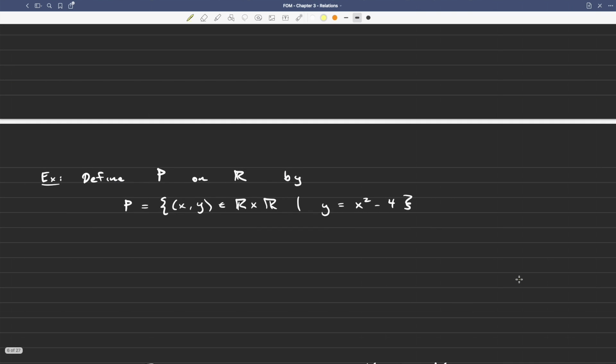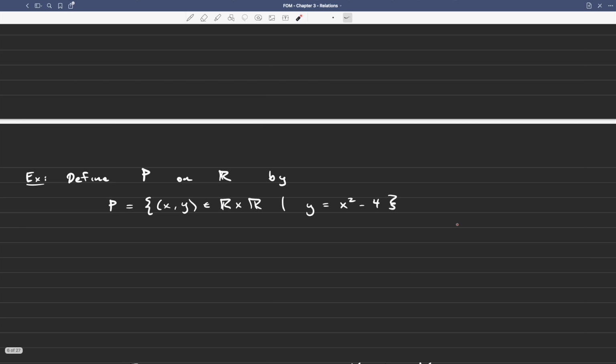I'm defining the relation P on R, so that means it's a subset of R cross R, by saying that the second component is the first component squared minus 4. Well, hopefully you recognize from our previous examples that this relation has a graph. So it's super helpful if you can graph a relation, because it makes it a visual matter to see what the domain and range are.